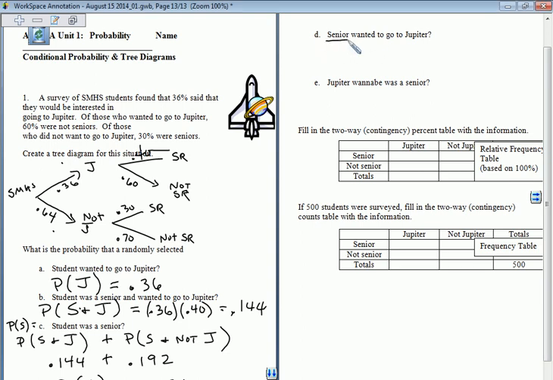This time they have to be a senior. Oh, that wanted to go to Jupiter. Just senior. Okay, now that we've done that, you want the probability that a student wanted Jupiter given a senior. This is the definition we just did. This would be the probability of J and S given the probability of S. This is a conditional probability.